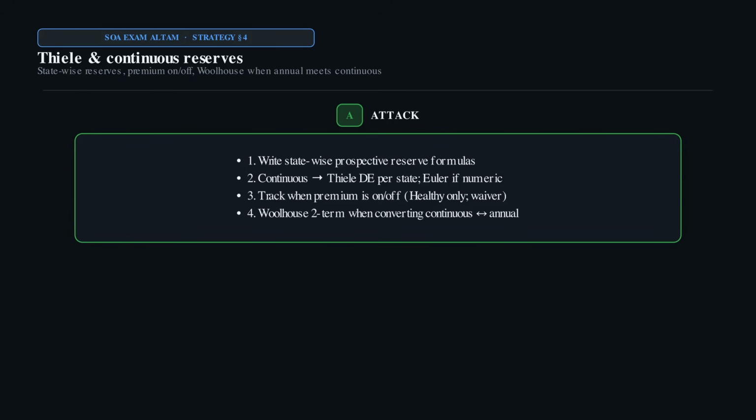Attack checklist. Write statewise prospective reserve formulas. If continuous, write Thiele differential equations for each state and apply Euler if numeric. Track when premium is on or off, healthy only under waiver. Use a two-term Woolhouse conversion when moving between continuous and annual.